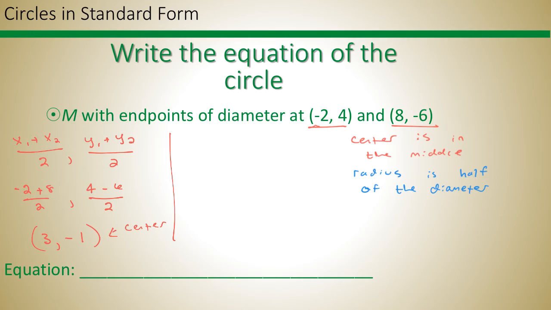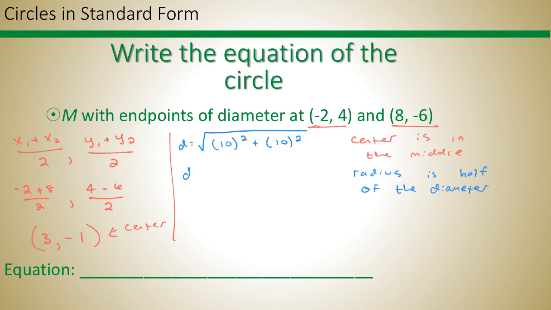Okay, so next thing, let's find the diameter. Using the distance formula again, we have d is equal to the square root of, and I'm not going to write that formula again, but remember we have the difference between our x values. The difference between our x values from -2 to 8, those are 10 units apart. So that's going to be 10 squared. The difference between our y values going from 4 to -6, those are also 10 apart. So that will be 10 squared as well.